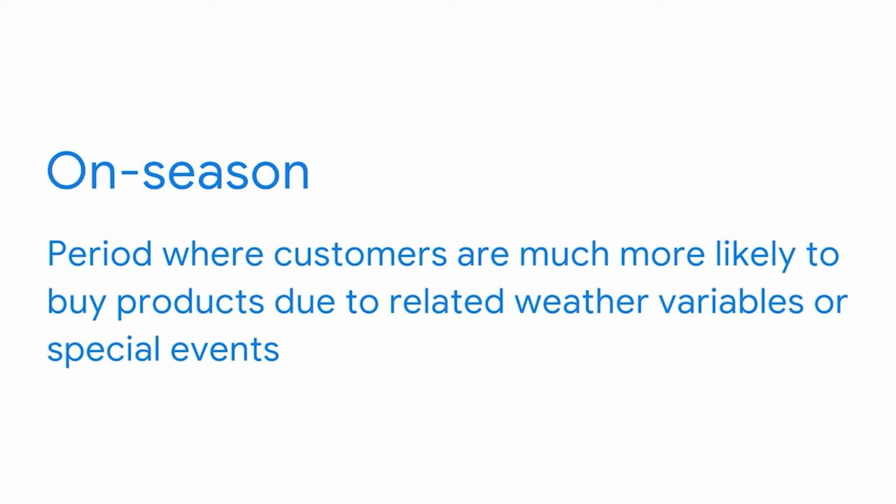The on-season is the period where customers are much more likely to buy products due to related weather variables or special events. During the on-season, businesses can expect to receive the most financial gain. For example, in countries that experience drastic temperature changes, some clothing items are more popular during certain times of the year than others. This is the case for sandals. While some people may opt to wear them year-round, they are generally purchased and worn during warm weather seasons. This is the sandal industry's on-season since the industry experiences a period of rapid economic expansion, called a boom.